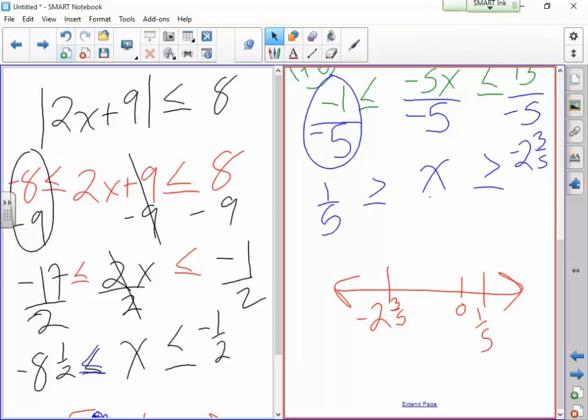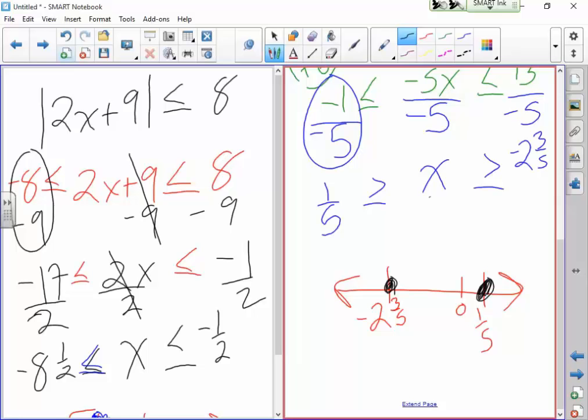Okay, for shading, what do I do now? I circle those two and fill them in, because it's less than or equal to, greater than or equal to. For this one, x is greater than or equal to -2 and 3/5. So I go from -2 and 3/5, and I go which direction?